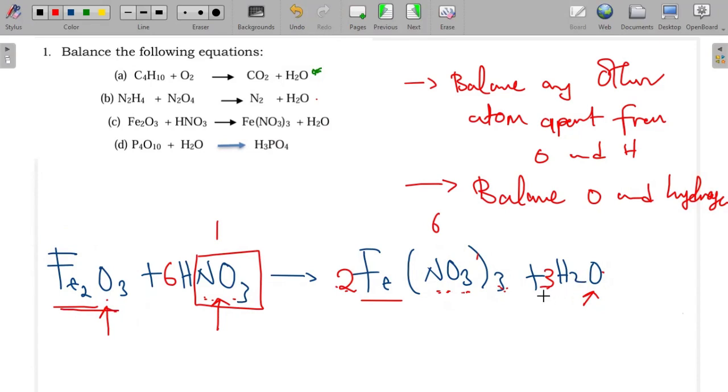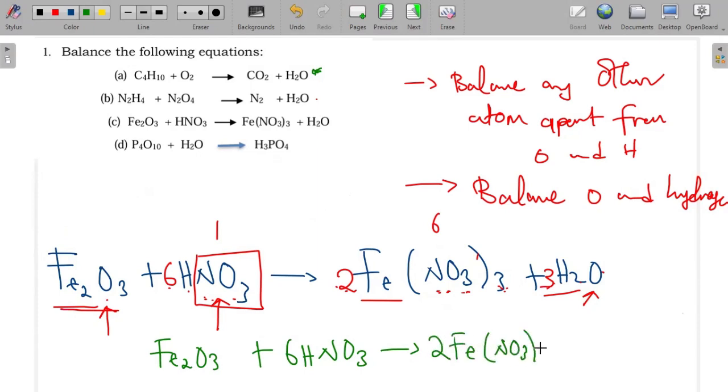And then now you also check if the hydrogens have been balanced. Here I have 6 of the hydrogens because it's 3 multiplied by 2. And even here I have 6 hydrogens. So the hydrogens have also been balanced. If I write it in a clean form, it will be Fe2O3 plus 6 HNO3, and this gives 2 Fe(NO3)3 plus 3 H2O. So everything there is now balanced.